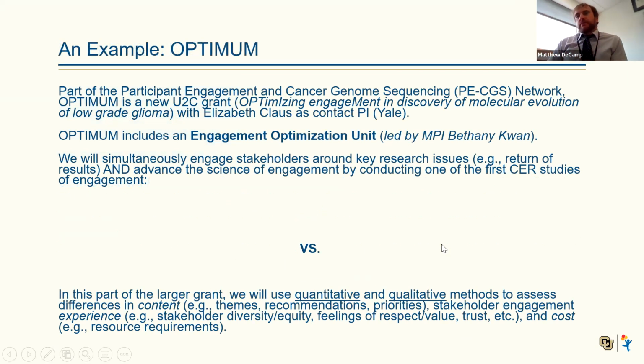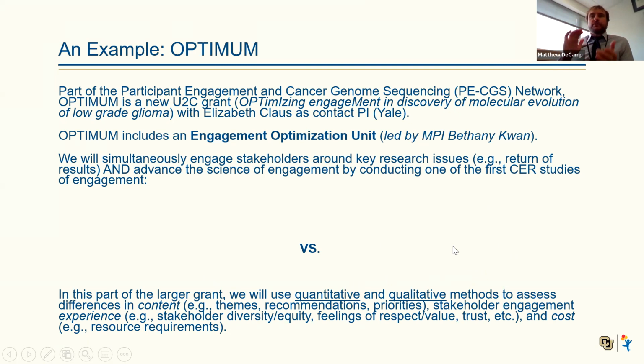So just to give you one example of a project like this, and I really give a shout out to Bethany, who's leading this project as part of a new U2C grant. It's a participant engagement in cancer genome sequencing network grant. OPTIMUM is this new U2C grant led by Elizabeth Klaus as the contact PI at Yale. And OPTIMUM includes an engagement optimization unit, again, led by multiple PI Bethany on the call.